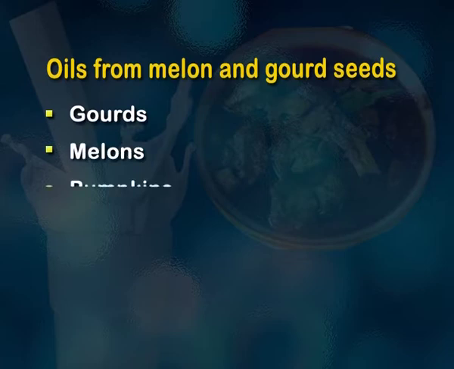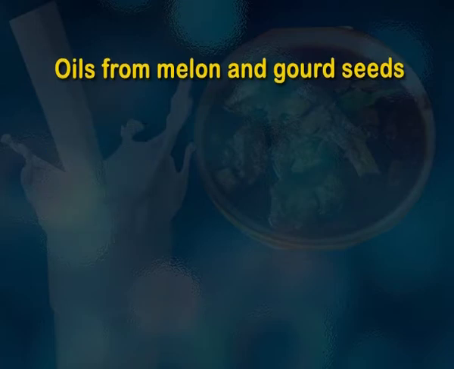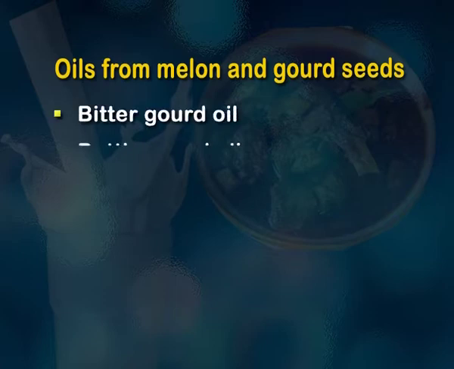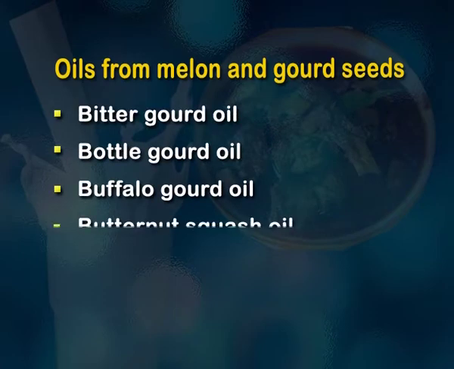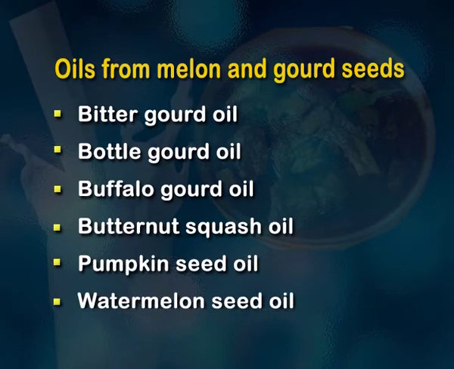Then we have the next source of oils, which are called citrus oils. In citrus oils we have orange oil, lemon oil, grapefruit oil. Usually these are cold pressed oils which are used as flavoring agents and in aromatherapy. Then we have some oils from melons and gourd seeds, such as gourds, melons, pumpkins and squashes. Usually under these categories we have bitter gourd oil, bottle gourd oil, buffalo gourd oil, bitternut squash, pumpkin seeds, watermelon seed oils. These are also used as cooking oils and salad dressings.